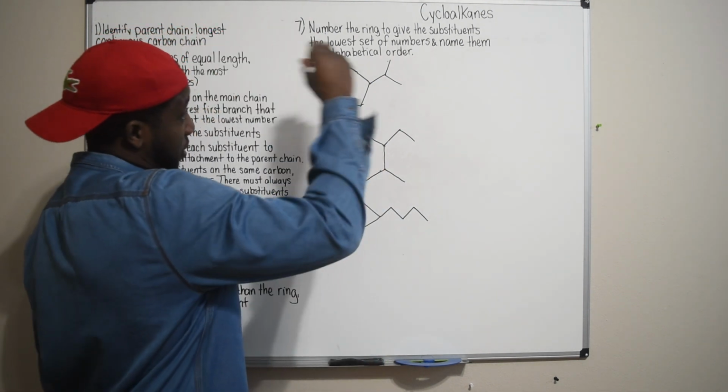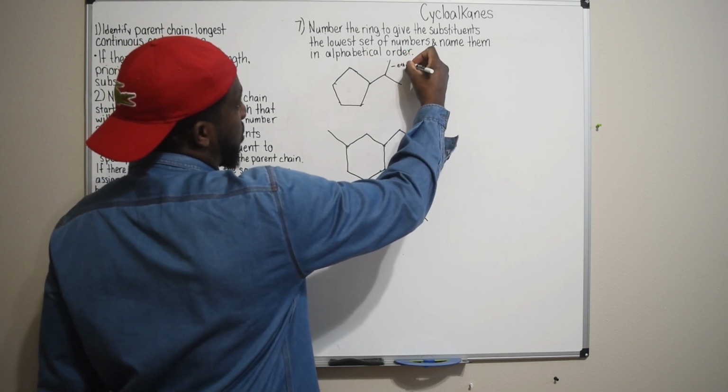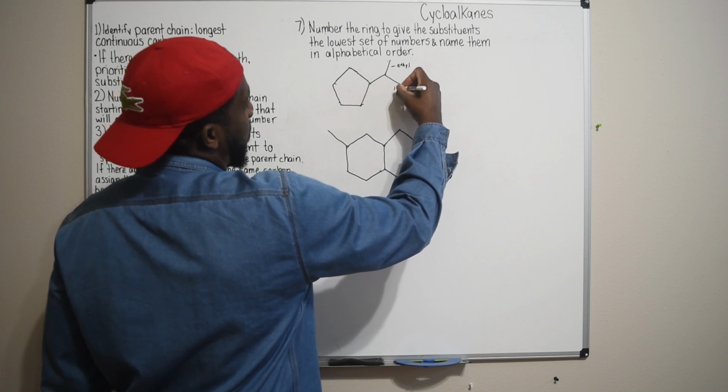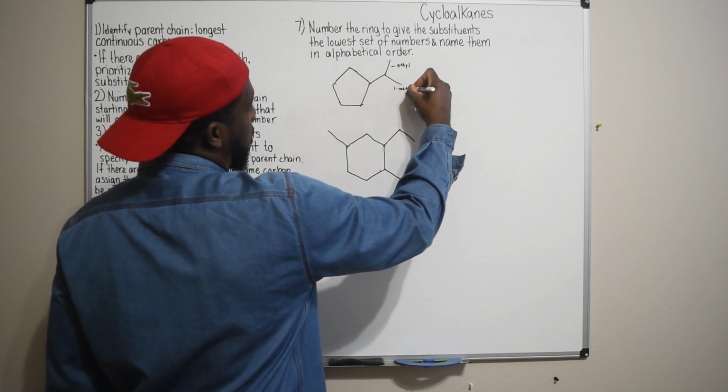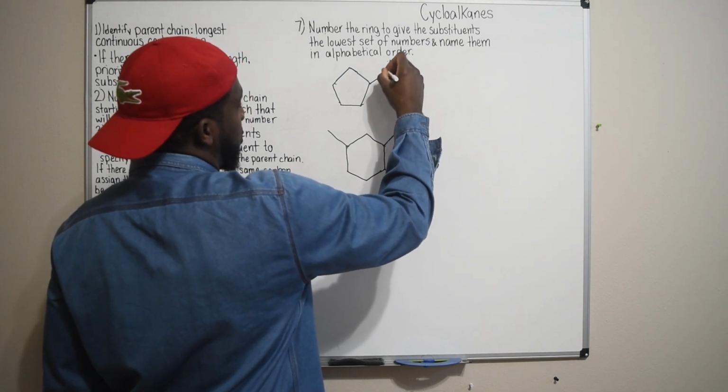All right, so how are we gonna name it? So what is the substituent? We got ethyl. And then we have a 1-methyl, because it is 1 because it's hanging off the first carbon of the substituent.